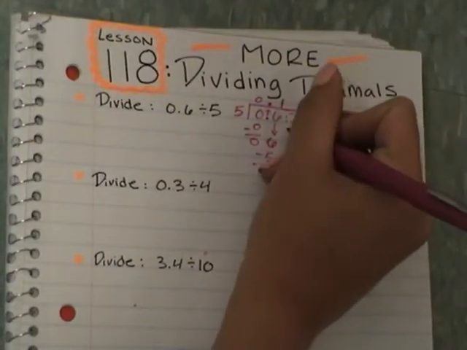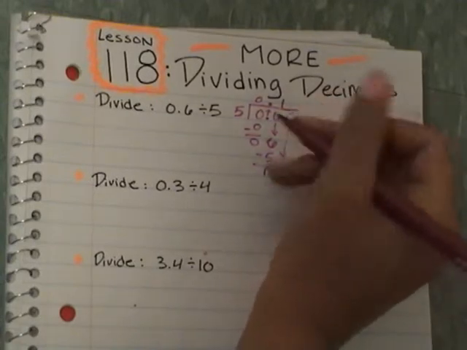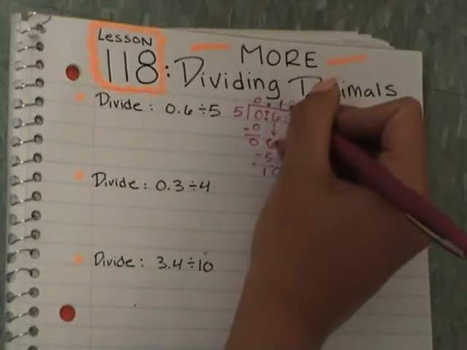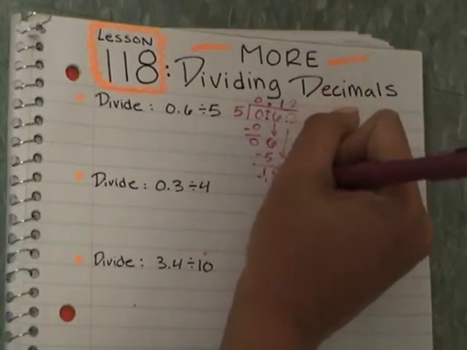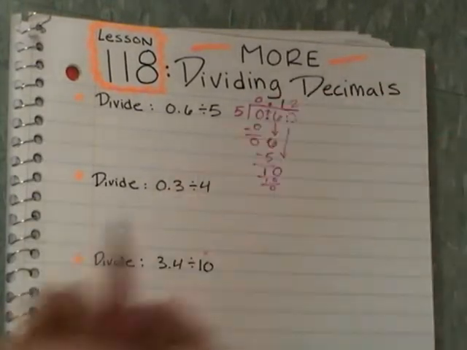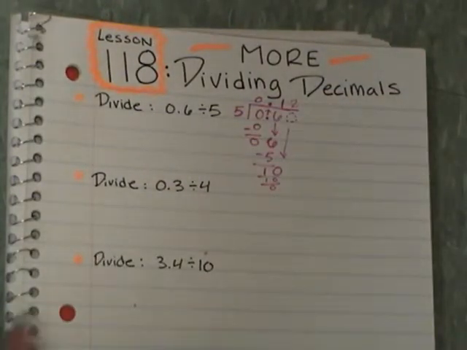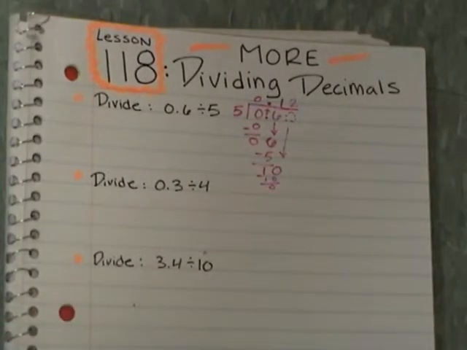So I'm going to bring down my 0. Alright, 5 goes into 10 2 times. 2 times 5 is 10, minus, I'm going to write it small here, 0. So now my answer is 12 hundredths. Right there, I have my answer.